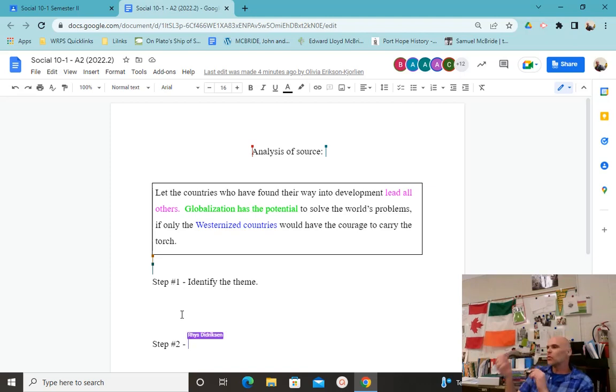So my question for you will be, what is the issue? What is the problem presented? Yes? Western countries have the potential to solve the problem to lead others, but they don't. Okay, so one nuance of the problem is that Western countries have a potential that they're not living up to. Let's keep that idea to the side for a second. We're going to come back to that.